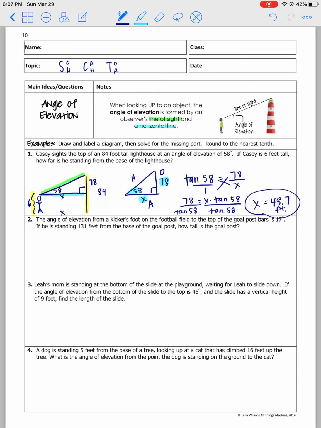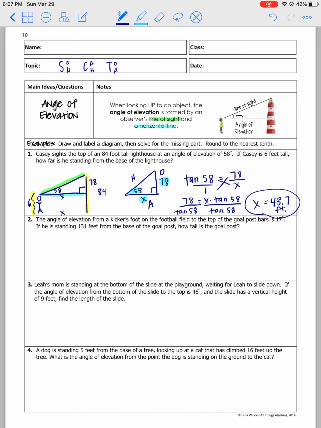Quick note before we do one with angle of depression. I said this in the last lecture and some of you still reached out about it. So make sure you're watching the lectures or else you're going to miss things. You need to make sure your calculator is set to degrees, not to radians. That's in the settings of your calculator.